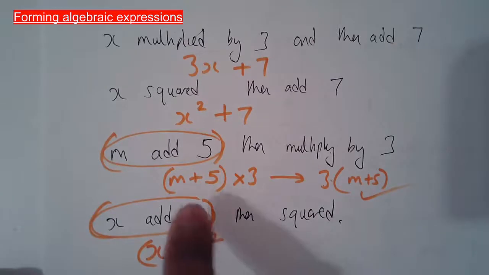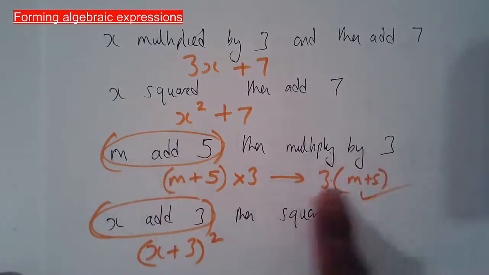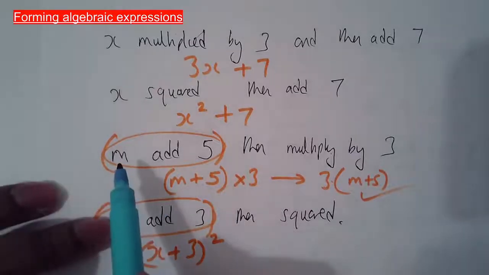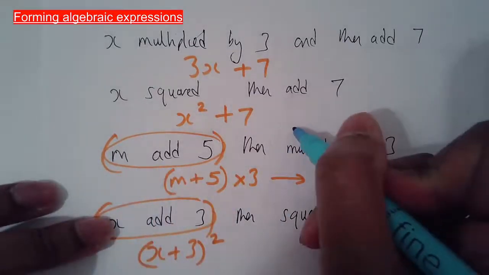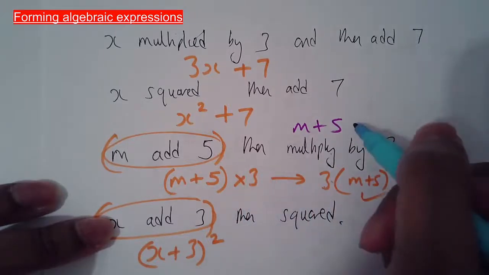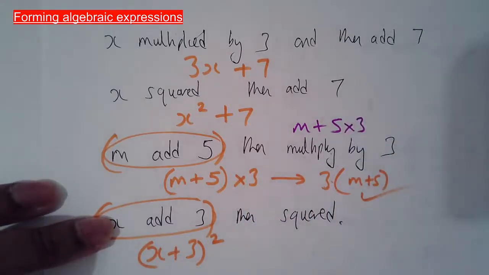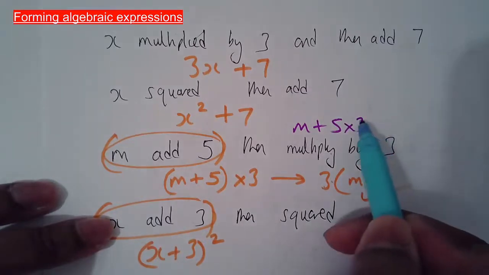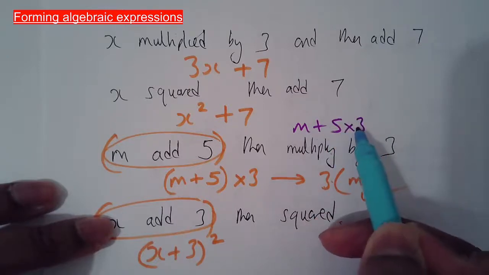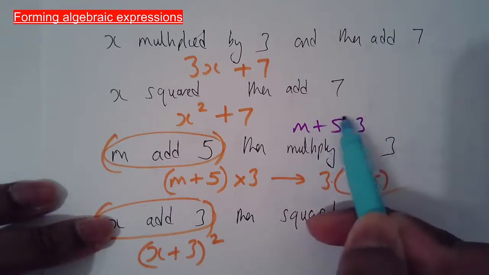Right, I'm going to show you a mistake that people make with this one. Remember, this is correct. That's why I've ticked it. Right, here's the mistake. People say m add 5, which is fine. And then times by 3. But then think about BIDMAS. If you remember BIDMAS, in BIDMAS you do the timesing first, don't you? So it's automatically going to do the timesing first. 5 times 3 is 15. So all of that is 15, isn't it?